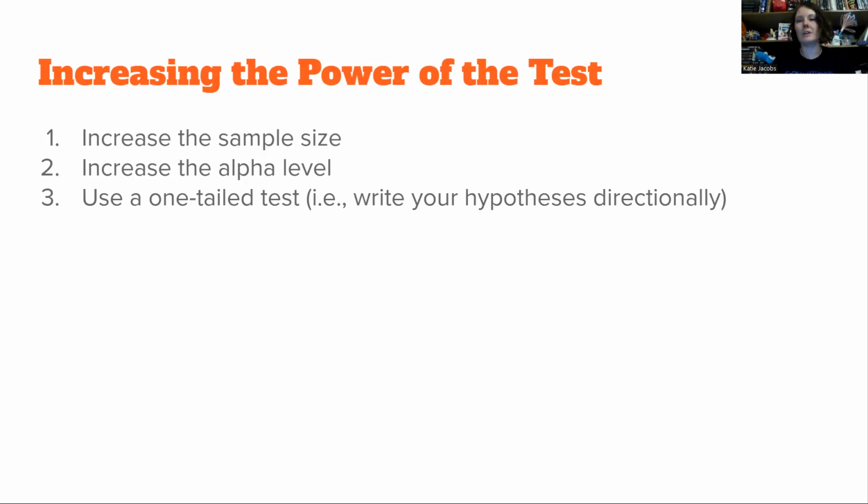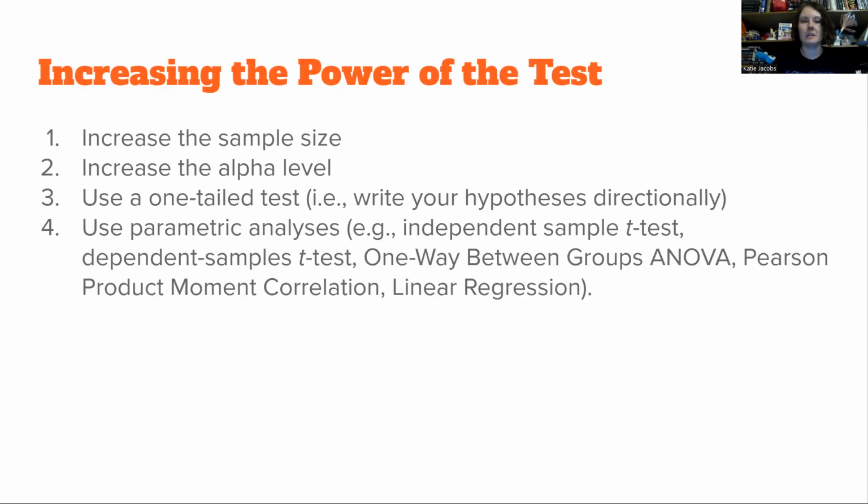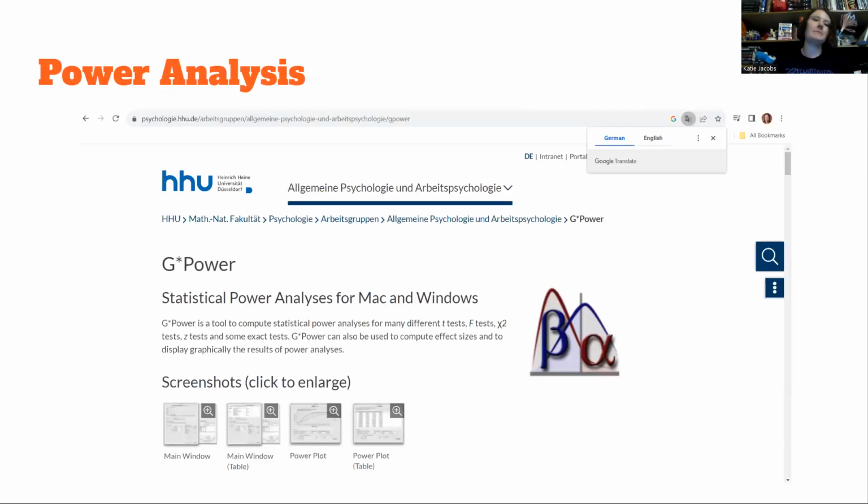That's another way of saying that you wrote your hypotheses directionally. Another way is to use a parametric analysis. Most likely you learned all parametric analyses in your first stats class, unless you also learned a chi-square statistic, which is non-parametric. So this would be an independent samples t-test, dependent samples t-test, one-way between-groups ANOVA, Pearson product-moment correlation, or linear regression. To conduct a power analysis, there is free software that you can get. It's called G*Power. If you Google it, this is what the page looks like.